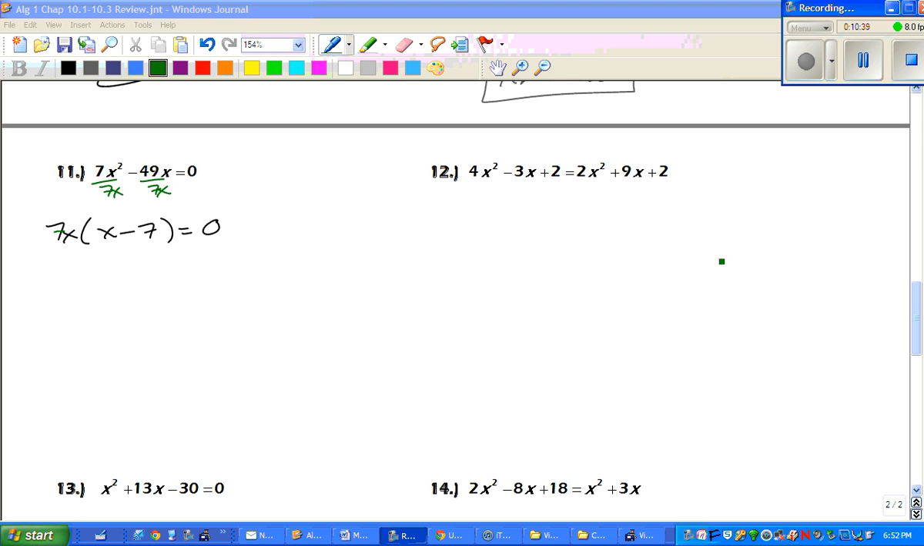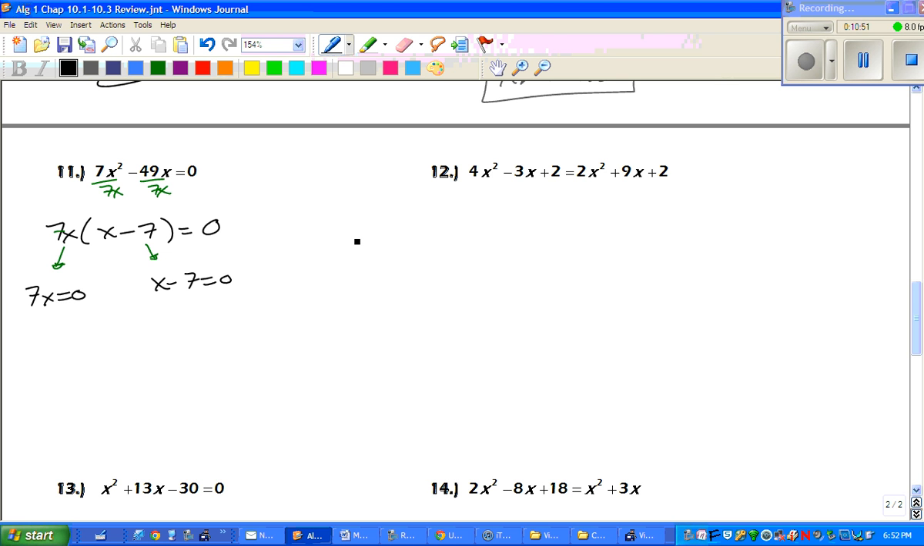Okay, did you guys factor out a 7x from everything? Hopefully. Now remember, from here, you set everything equal to 0. So 7x equals 0, and x minus 7 equals 0. From there, you get the two answers of x equals 0 and positive 7. Now, in class, some people are like, well, how'd you get 0? Well, divide both sides by 7, you get x equals 0. Right? And you should know how we got the positive 7.